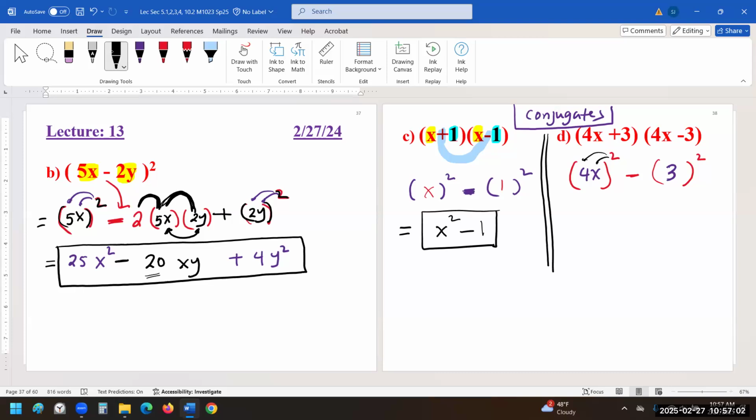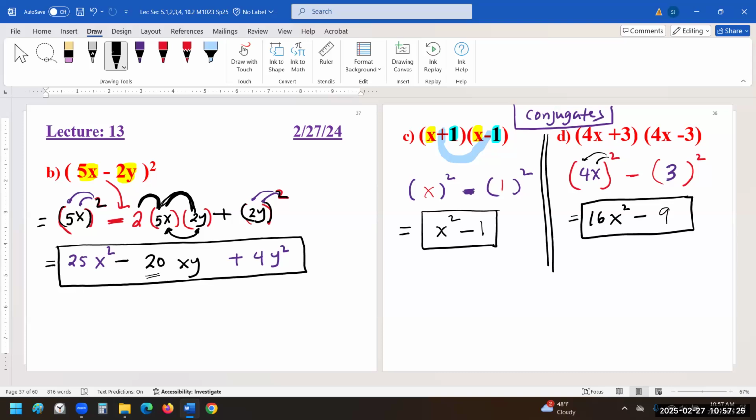Not 4x squared. It distributes the power because of the power rule. 16x squared. And Jason, what is 3 squared? It's not 6. 9. That's all.